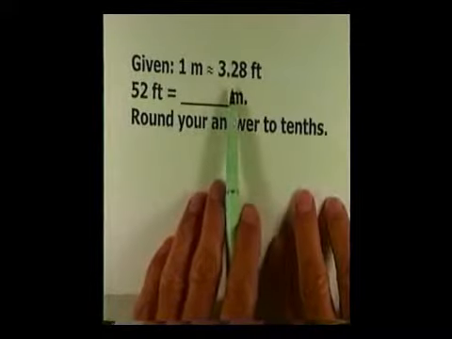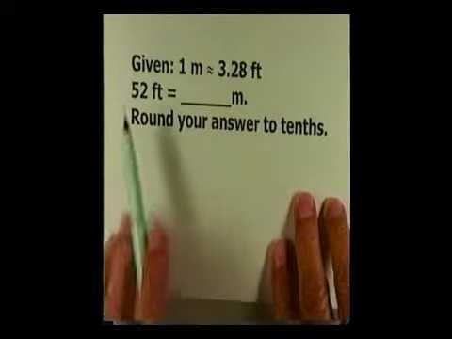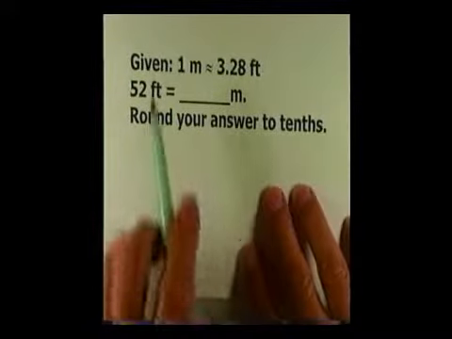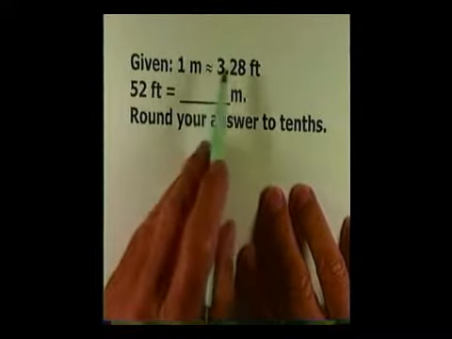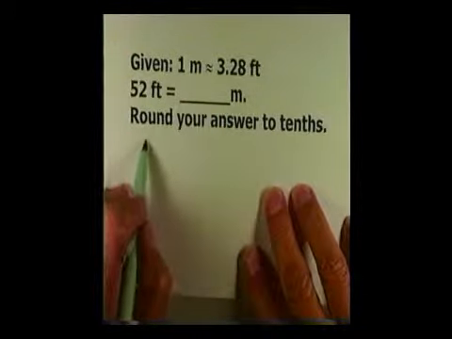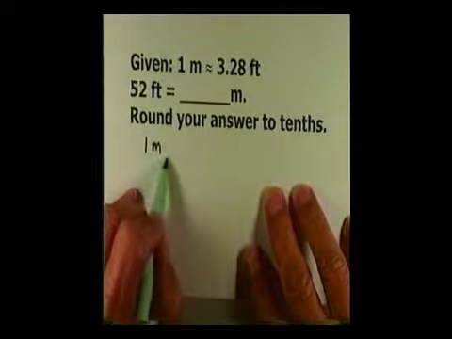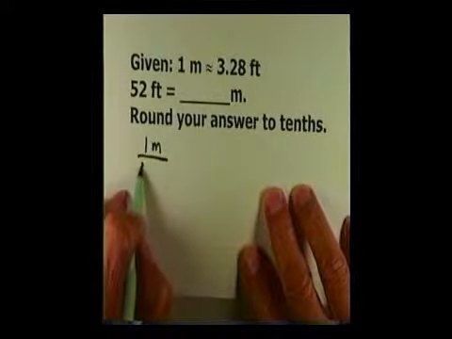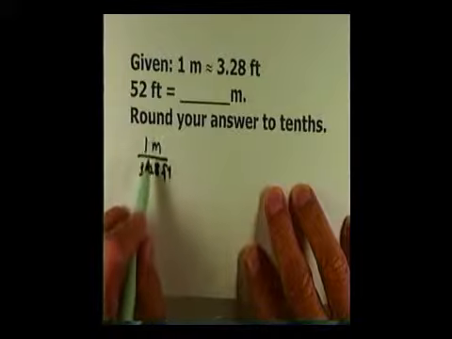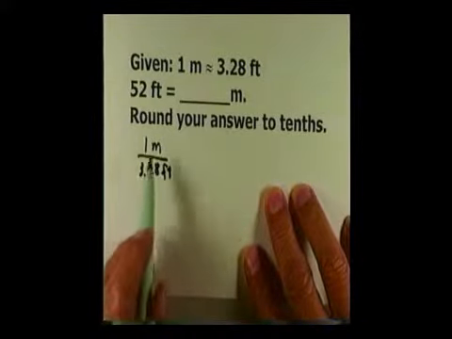So given that 1 meter is 3.28 feet, 52 feet is how many meters? In this case, you would not use one of your 3 basic facts because I'm giving you another one. So I use 1 meter is 3.28 feet, or I have 1 meter per 3.28 feet.